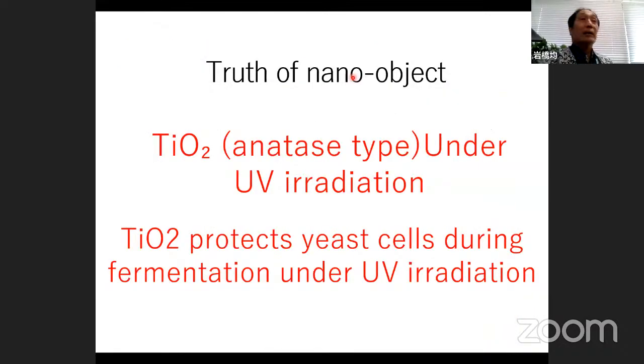So another aspect of the truth of nano-objects. Titanium dioxide, TiO2, anatase, under UV irradiation. It is said TiO2 produces reactive oxygen species, ROS, and this kills microbes, it is said. But we found TiO2 protects yeast cells during fermentation under UV irradiation.